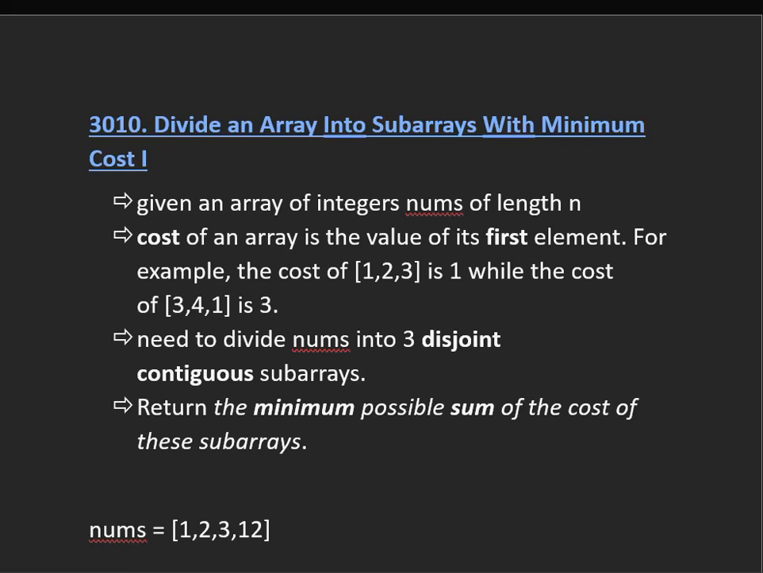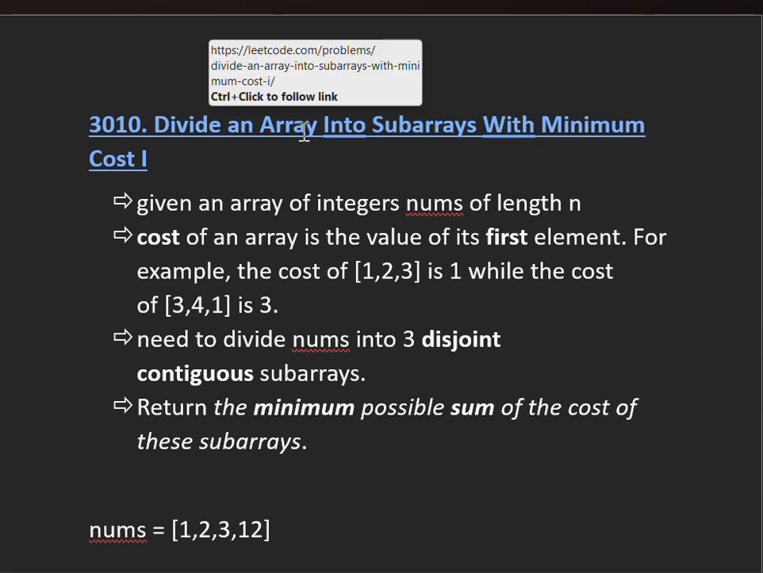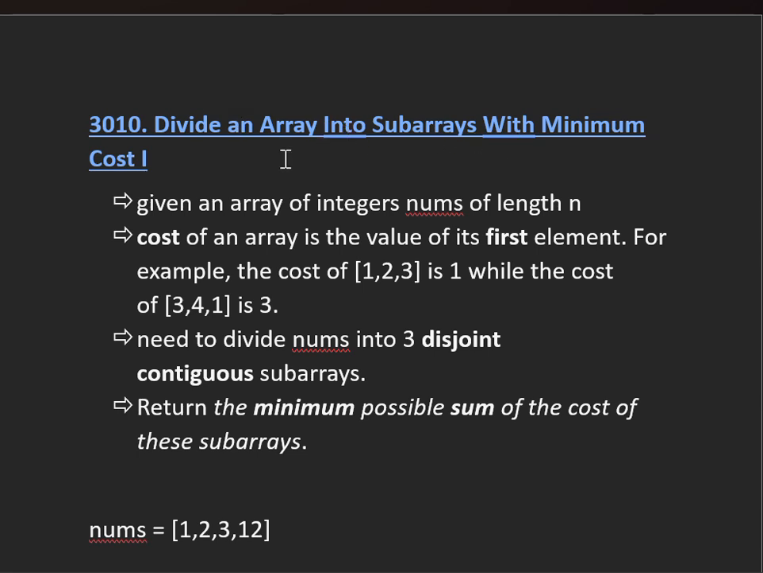Hello everyone. Today's LeetCode question is 3010, Divide an Array into Subarrays with Minimum Cost 1. In this question we are given an array of integers nums whose size is n, and the cost of an array is defined as the value of its first element.